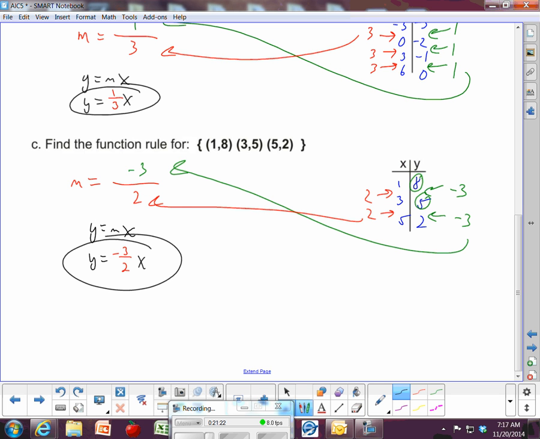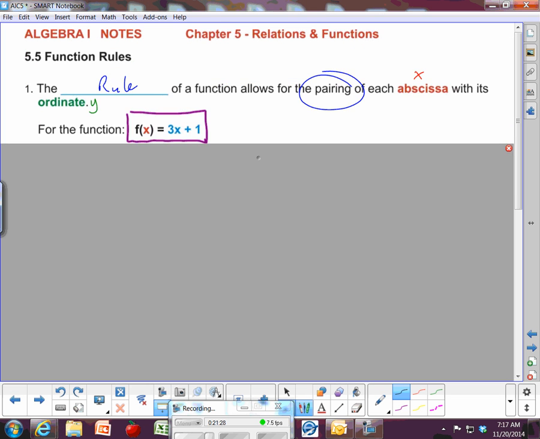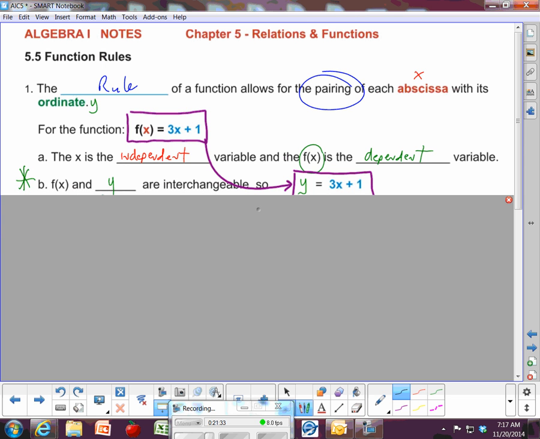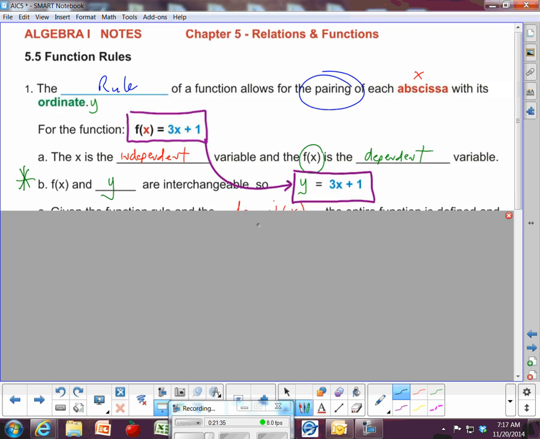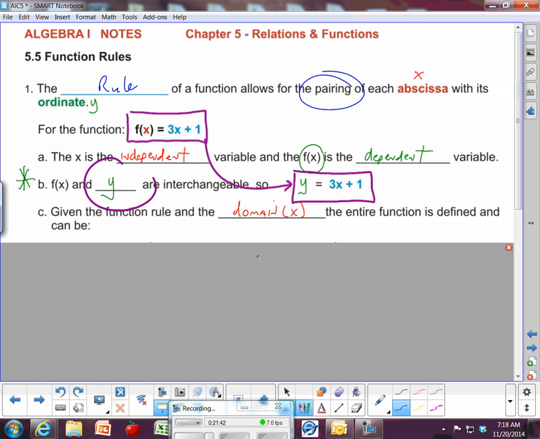All right, let me just do one quick review with you. So what did we talk about here? Remember the rule. What is the rule? It's what the function equals. You've got f of x is the dependent variable, and the thing I have to stress is this. Don't forget, f of x and y are interchangeable. That is so, so important. f of x and y are interchangeable. If you can remember that, you're in great shape.